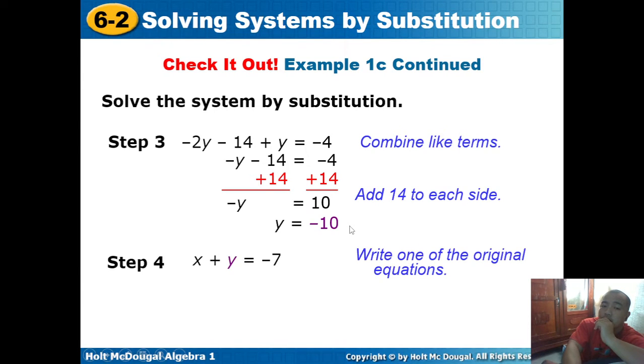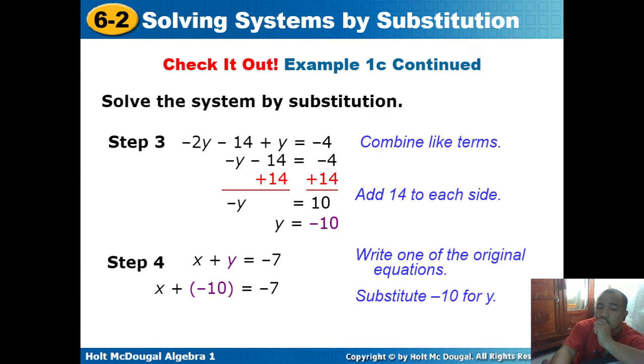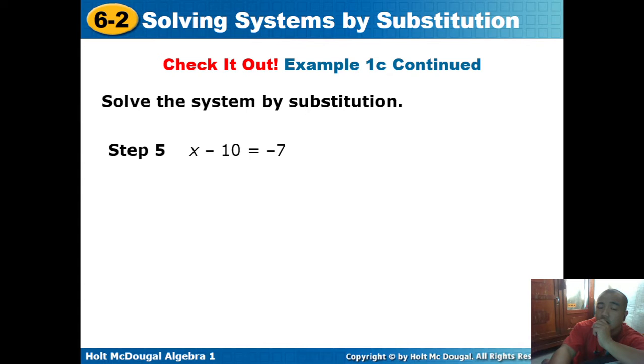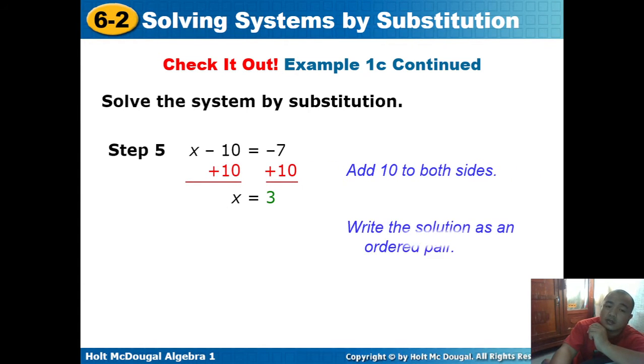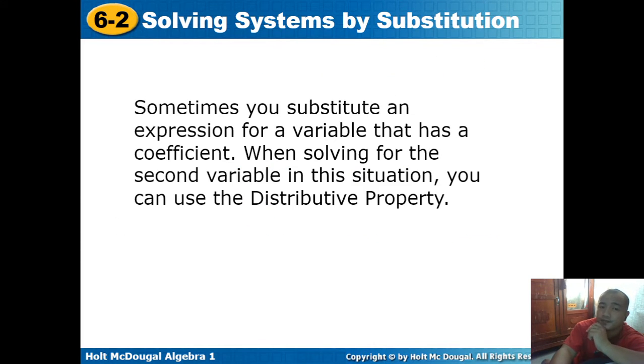So the answer is... let's solve for x first. Substitute negative 10 for y in the equation x plus y equals negative 7. x is negative 7 plus 10. Negative 7 plus 10 is what? 3. So therefore, write the solution as an ordered pair: 3, negative 10.